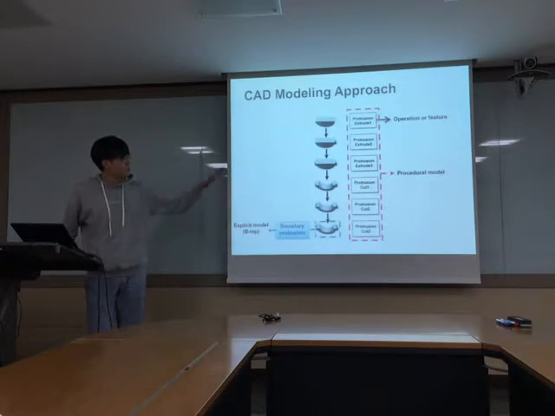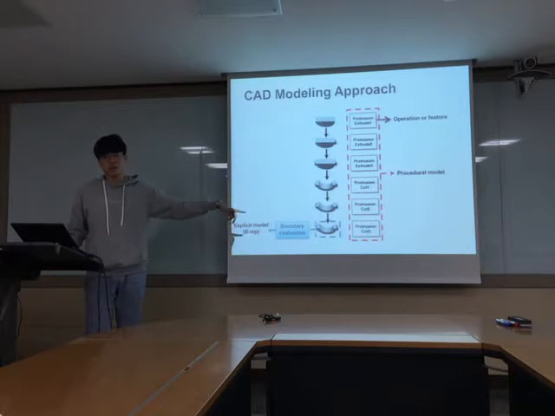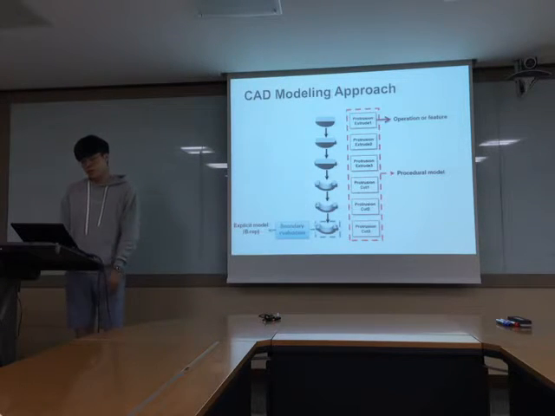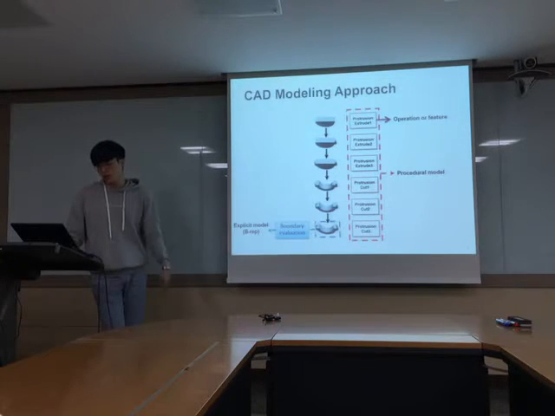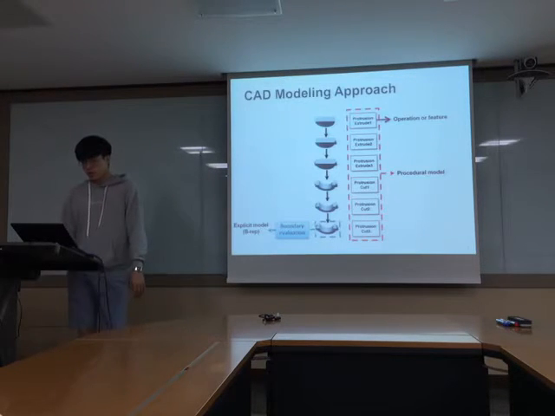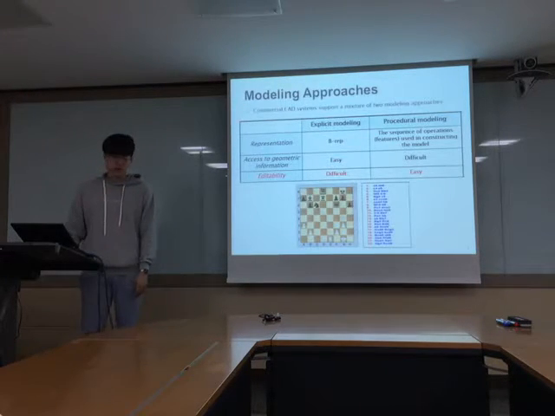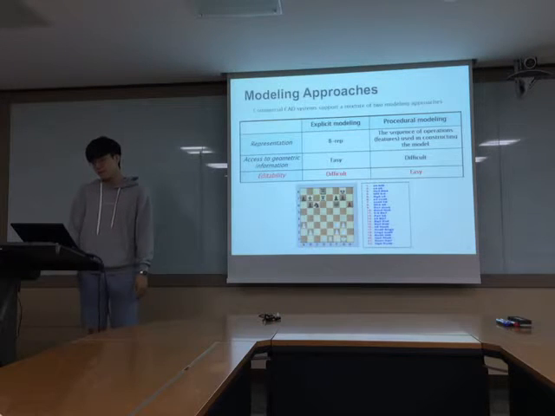I assume you already have experience of modeling using some commercial software. By making this shape, you can export it as just an explicit model without this kind of history. But as you heard, we need this kind of information: operation, feature, and this kind of procedure. We need that. So there are two modeling approaches: one is explicit modeling, and the other is procedural modeling.